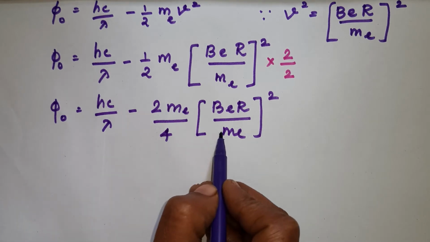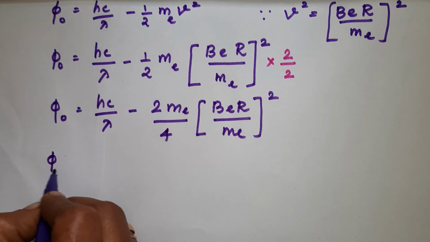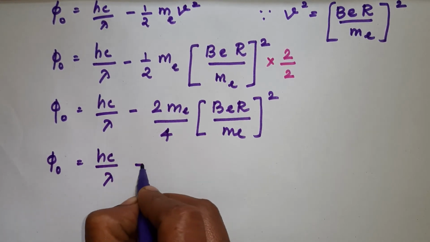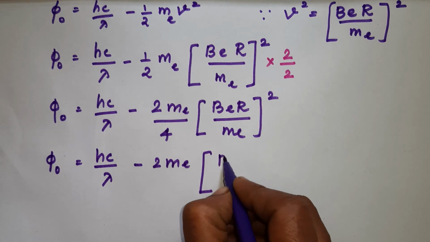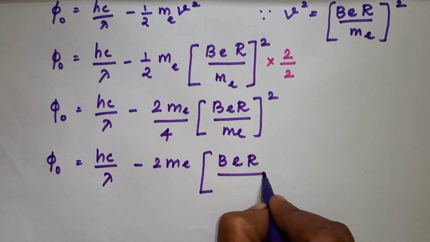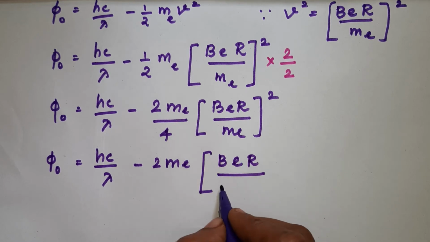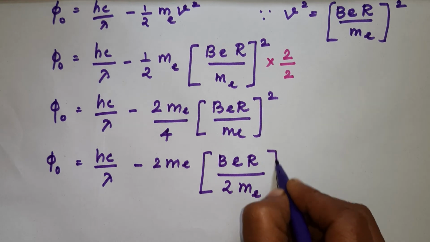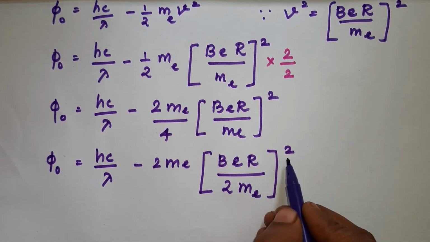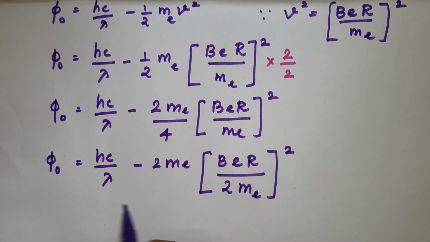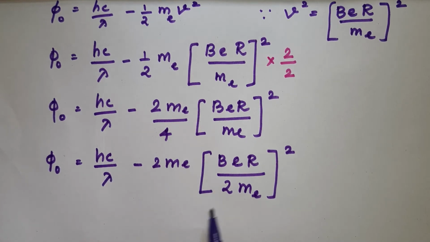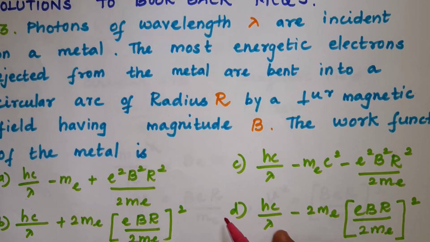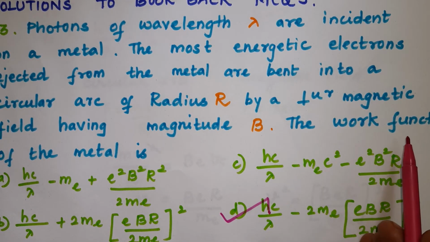If I take this 4 inside the bracket, then I can write phi naught equals hc by lambda minus 2 m e into B e r divided by 2 m e, the whole square. So 2 the whole square means it is 4. So this is the solution we are getting: phi naught equals hc by lambda minus 2 m e into B e r divided by 2 m e the whole square. We have option D to be the correct one. So this is the work function of the metal.